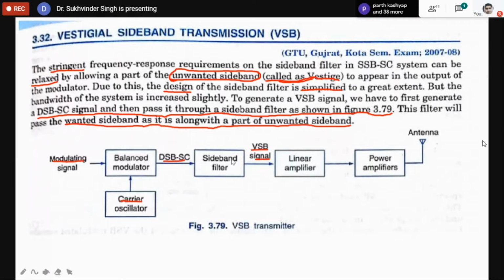So after the sideband filter, the VSB signal will be produced. This will pass through the amplifiers and further through the power amplifiers, and then go through the antenna, and then we receive the signal in the television, etc. This is a technique which is generally used for TV broadcasting.